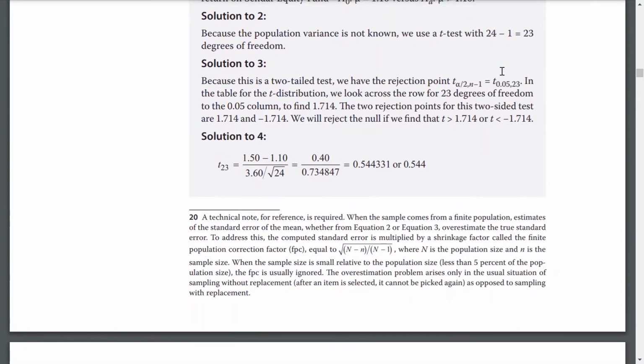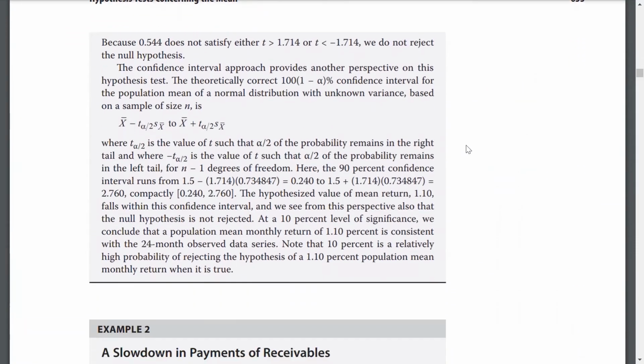In the table for the t distribution, we look across the row for 23 degrees of freedom to the 0.05 column to find 1.714, and the two rejection points for the two-sided test are 1.714 and negative 1.714. We will reject the null if we find that t is greater than or lesser than these numbers. Solution to 4: we just plug it into the formula and get this result. Because 0.544 does not satisfy either t greater than or t lesser than these two values, we do not reject the null hypothesis. The confidence interval approach provides another perspective.